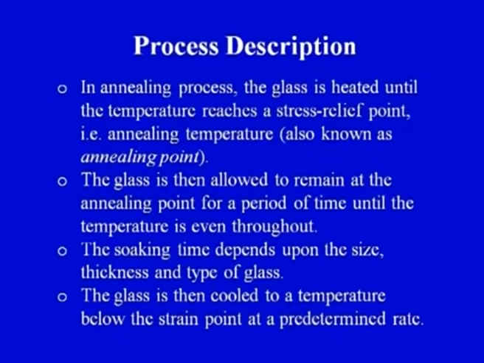Now step number 1, in the annealing process the glass is heated until the temperature reaches a stress relief point, that is the annealing temperature, also known as the annealing point. So the first important point is to increase the temperature of the glass product to a particular level. Now what is that level called? That level is called the annealing temperature or the annealing point. And what is going to happen at that particular point is also clear. It is a stress relief point. Whatever stresses are present in the glass product would be relieved at that particular level.